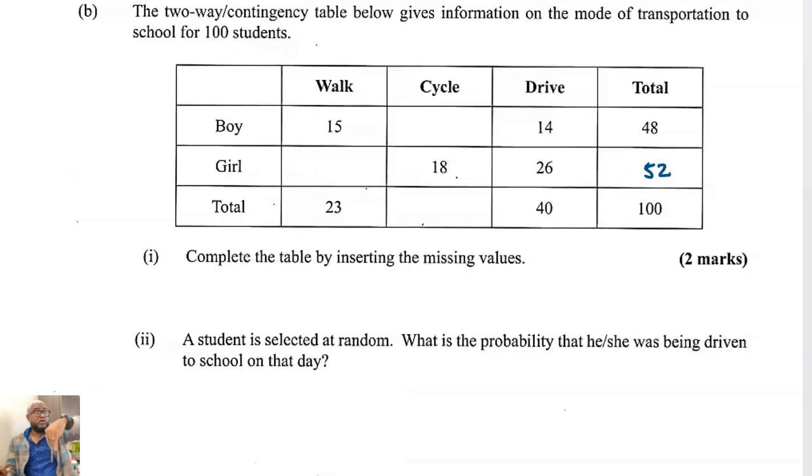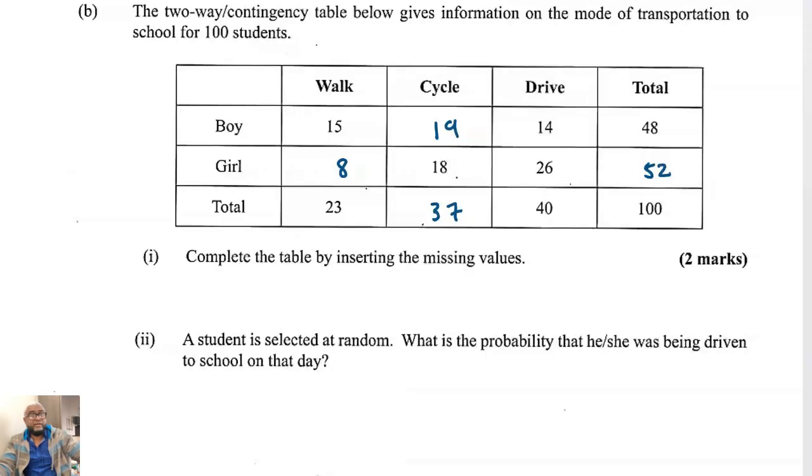So coming down is supposed to add up to 23. So what will be here? 8. Let me see. Going across is supposed to add up to 40. So what's coming here? 19. Coming down would add up to what? 19 and 18 is what? 37.